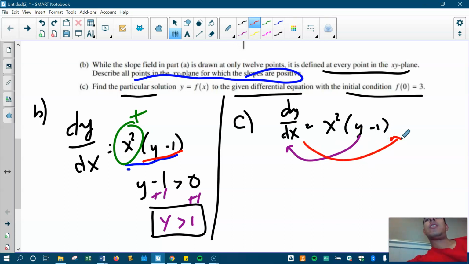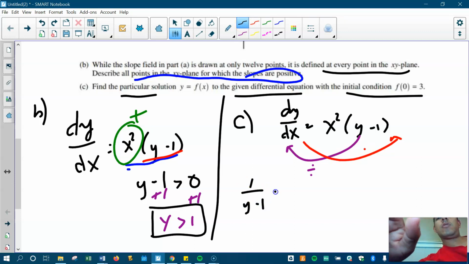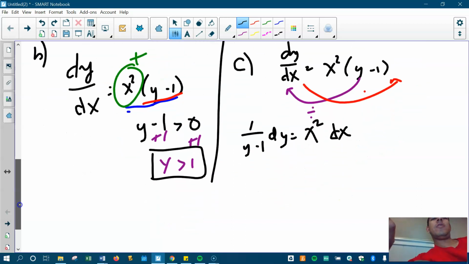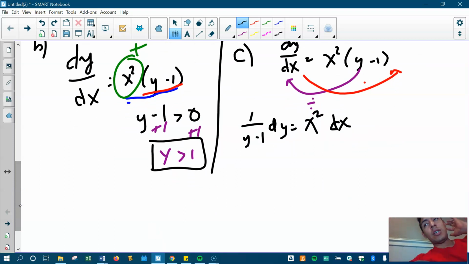And the way we're getting this y minus 1 over there is with division. And dx is going over there with multiplication. So now what we're going to get is 1 over y minus 1 dy equals x squared dx. Now our variables are separated. All y is on the left side, all x is on the right side. So now let's integrate this, and we end up getting x cubed over 3 plus c.